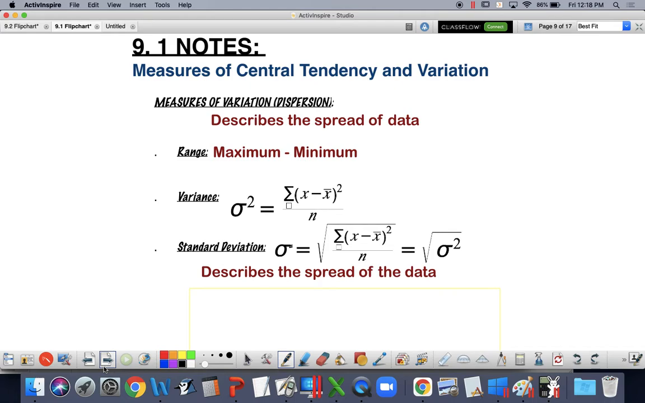Now, unfortunately, with spread comes more advanced calculations. Because you're going to say, what is all this stuff? What is this, right? So the range we know: max versus min, that will tell you the spread of your data, the highest versus the lowest. But right here are 2 new things. This is called sigma squared, or variance. This little symbol here, sigma. This little thing here, summation.